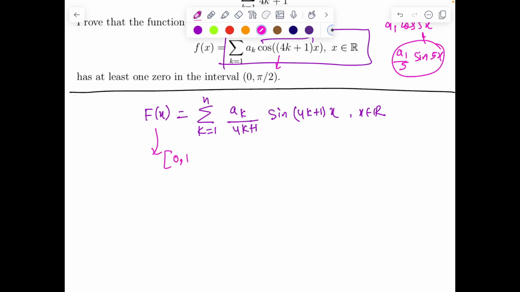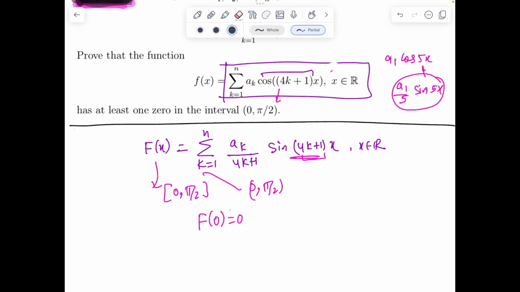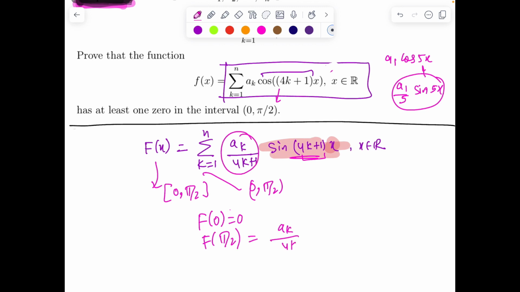So I know this function f is continuous in 0 to pi by 2. It's differentiable in the open interval 0 to pi by 2. And now what about the values of the function? We can clearly check f of 0 equals 0 because x equals 0 will simply make it die. This entire term will die and f(0) is 0. Next is f of pi by 2. Now it's not hard to see. f of pi by 2 will be the sum of a_k by 4k plus 1 times sin of (4k plus 1) pi by 2. Now this quantity is always going to be 1.